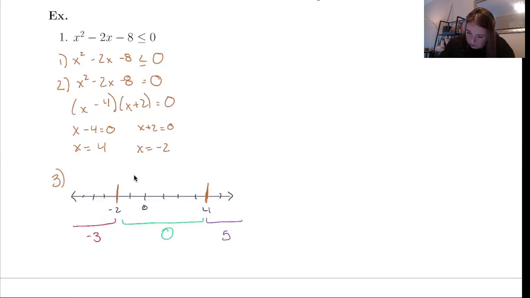So step 3 continued. I'm going to take -3 and plug it in, so this is when x equals -3. So we'll say x equals -3. And I'm going to take that and plug it into this expression, and I'm going to see if I get something that's less than or equal to 0. I'm finding the x values that satisfy that inequality. So -3 squared minus 2 times -3 minus 8. What is that going to equal? 9 plus 6 minus 8.